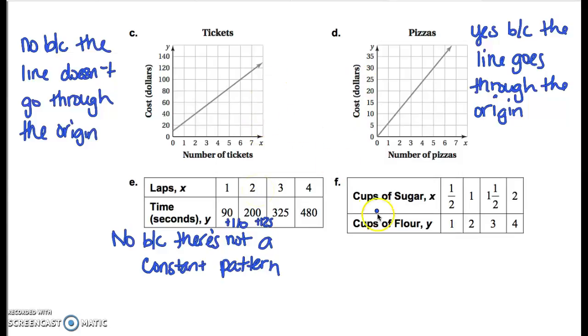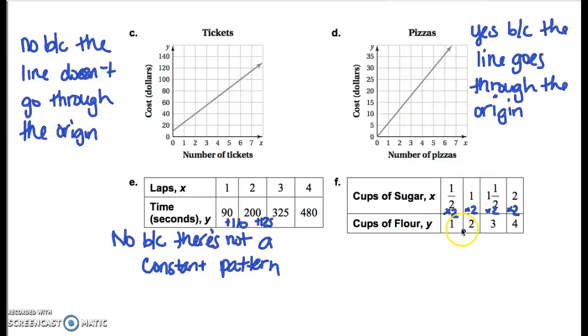Okay, now F, cups of sugar, cups of flour. So let's say you're baking something. 1/2 cup of sugar, 1 cup of flour. 1 cup of sugar, 2 cups of flour, and so on. So let's see if there's a pattern going on here. 1/2 to 1, I know I would have to multiply by 2. A half times 2 is 1. 1 times 2 is 2. 1.5 times 2 is 3. 2 times 2 is 4. So there is that constant pattern going on.